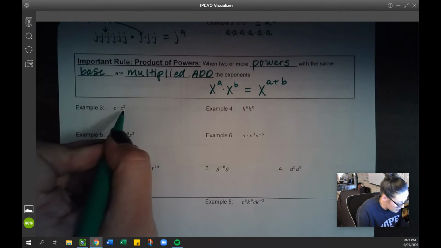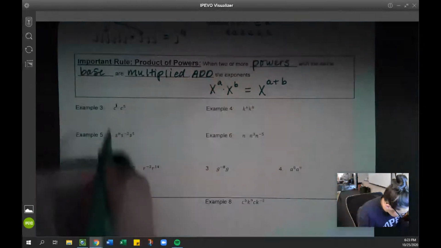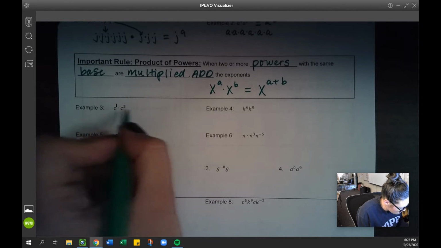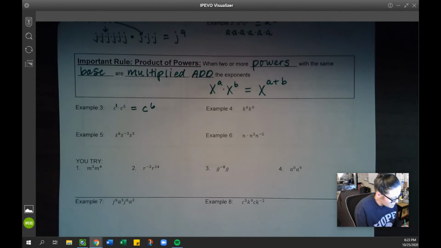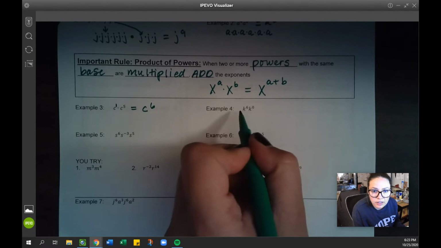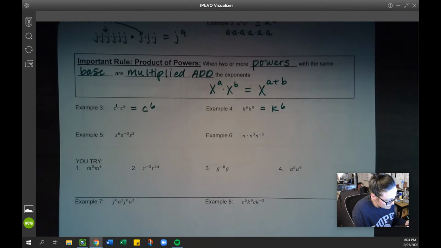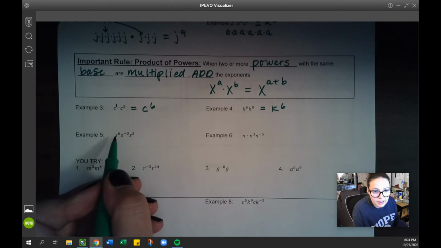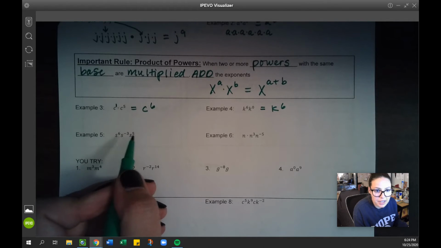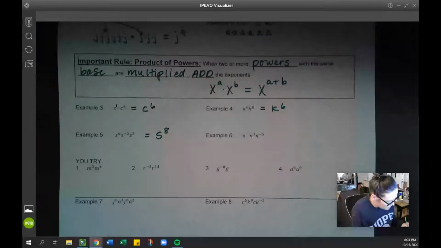All right, let's keep doing some more examples here. Example 3, we have c times c to the 5th. Well, c is really c to the 1. So I have c times 5 more c's, and that's going to give me c to the 6th. K to the 6th times k to the 0. Again, add those exponents, we get k to the 6th. All right, powers of s. We can add all of these together. So let's do 6 plus negative 3 is 3, plus 5 gives me s to the 8th.